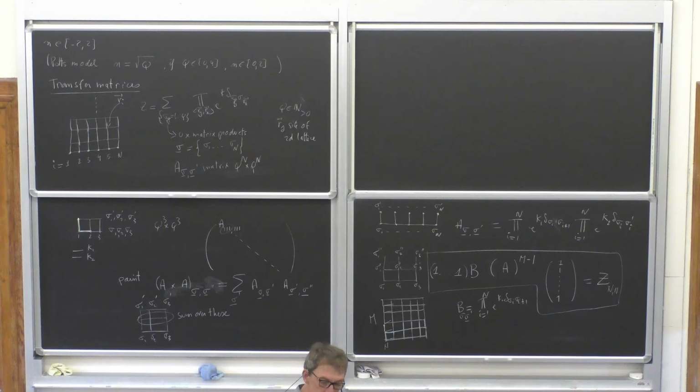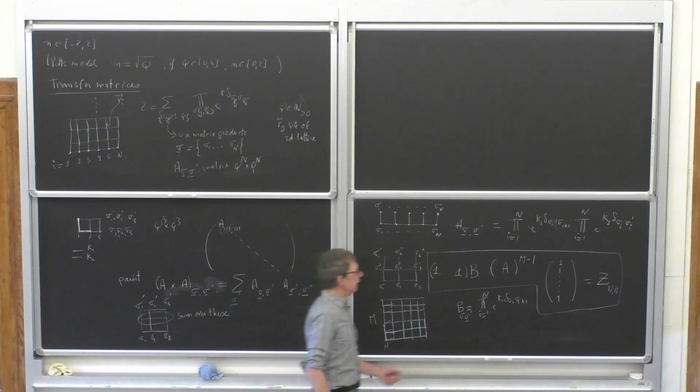How would you get it? What do you mean? Well, that's one matrix element. Oh, I see what you mean. All right. Well, let's do an example.